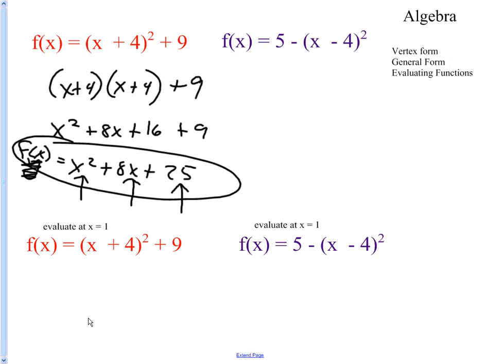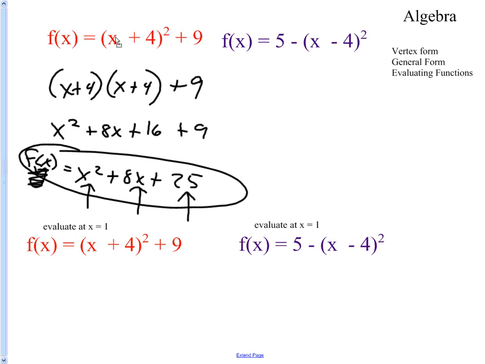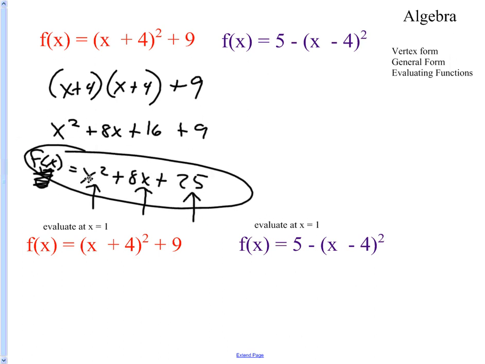We left off talking about this one compared to this one. The red one is in vertex form, because I can see the vertex right away. It's negative 4, 9. And this one is in general form. These are a lot easier to graph by hand, because you know where the vertex is. That's where you always start.